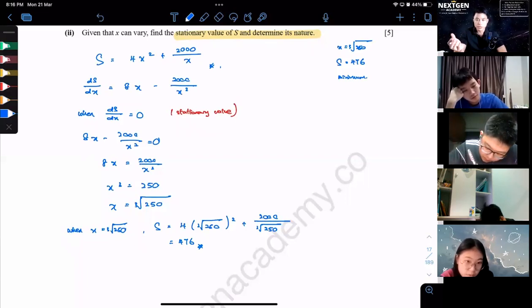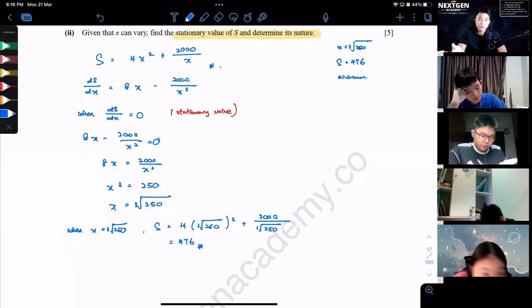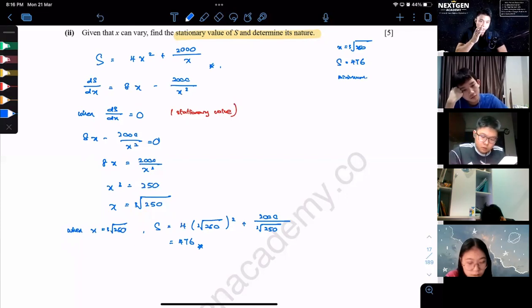They never say that it's a maximum or minimum, so we don't know. Now we have to check. Sometimes they will give you questions where they have 2 stationary values, which means maybe one is a maximum and one is a minimum. But in this case, there's only one turning point based on this specific equation, S equals 4x squared plus 2000 over x.